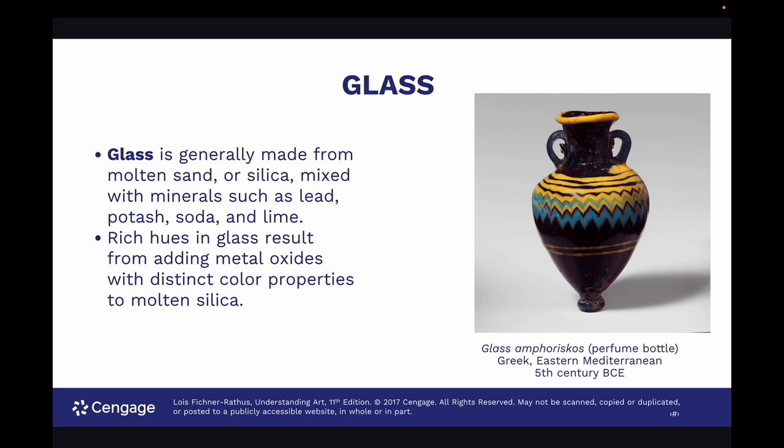Okay, let's move on and talk about glass. Glass is generally made from molten sand or silica mixed with minerals such as lead, potash, soda, and lime. And rich hues in glass result from adding metal oxides with distinct color properties to the molten silica.